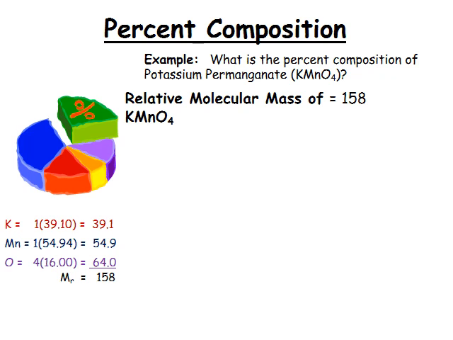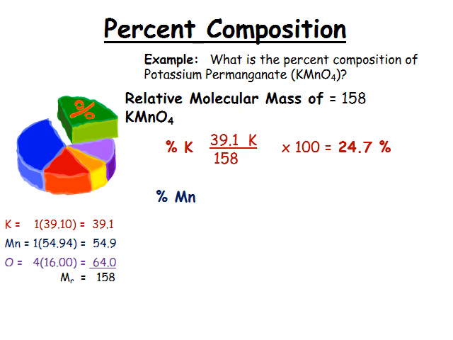Okay, so continuing on, we've got the relative molecular mass of 158 for potassium permanganate, so now we're going to work out the percentage of each of the corresponding elements: potassium, manganese and oxygen. To work out the percentage of potassium, it's simply the relative atomic mass of potassium, because there's only one of them, divided by the molecular mass, which is 39.1 divided by 158 times 100, which is 24.7%.